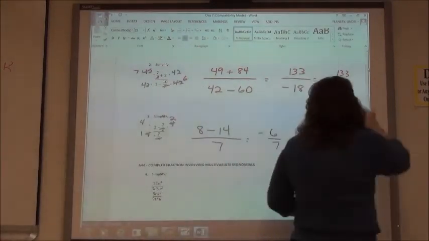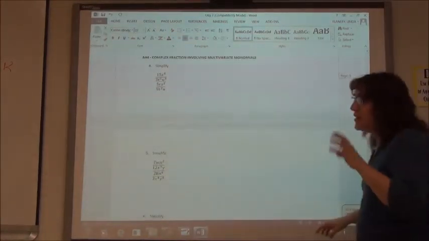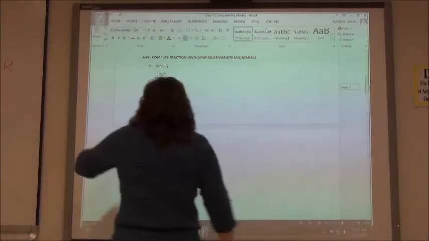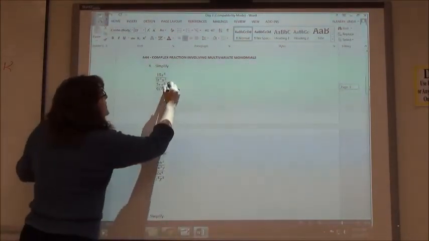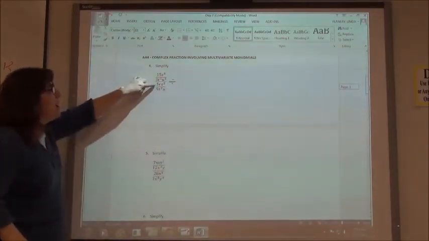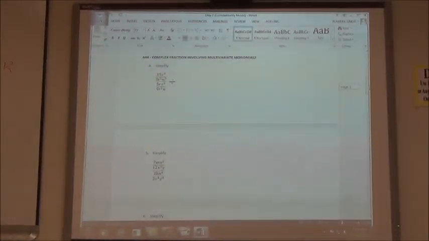The next ones. Again, trying to get across that complex fractions are really just division problems. This means that I'm going to take this top fraction divided by this bottom fraction. And when we divide fractions, what do we have to do? Flip it. I'm going to flip the bottom one. So I'm going to rewrite this.